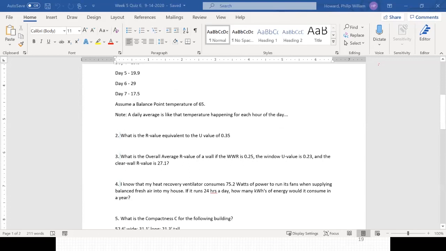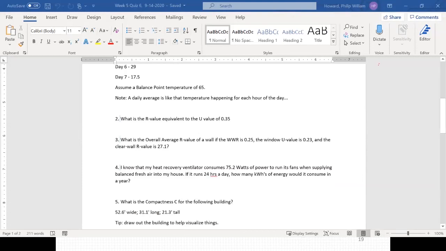R value is an easy one. How do we do that one? Somebody else that hasn't done this quiz yet. How do we get R value from U value? Do you divide it by 1? 1 divided by, but yes, divided into 1. So 1 over 0.35 is going to be my R value. Good. We did this one. This formula made sense to everybody, right? That one's pretty easy. You just plug it into the formula.